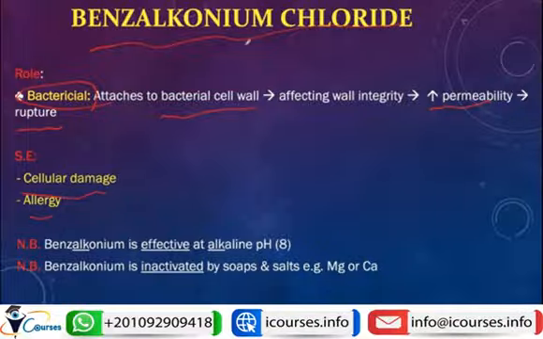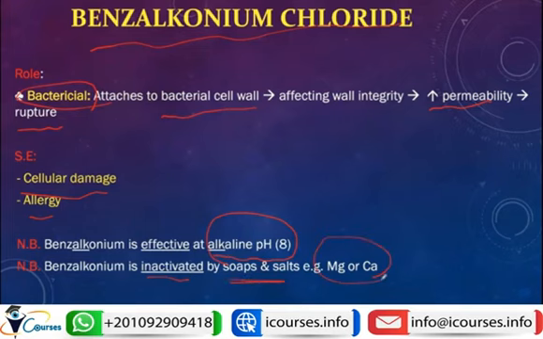That's why it is not advocated, to avoid toxicity of the chloride over the eye. It is reported that these preservatives will cause cellular toxicity or epithelial toxicity. Also note that benzalkonium is effective in alkaline pH, so if the pH is acidic, it will be inactivated. Also, benzalkonium is inactivated by soaps and salts like magnesium and calcium salts.